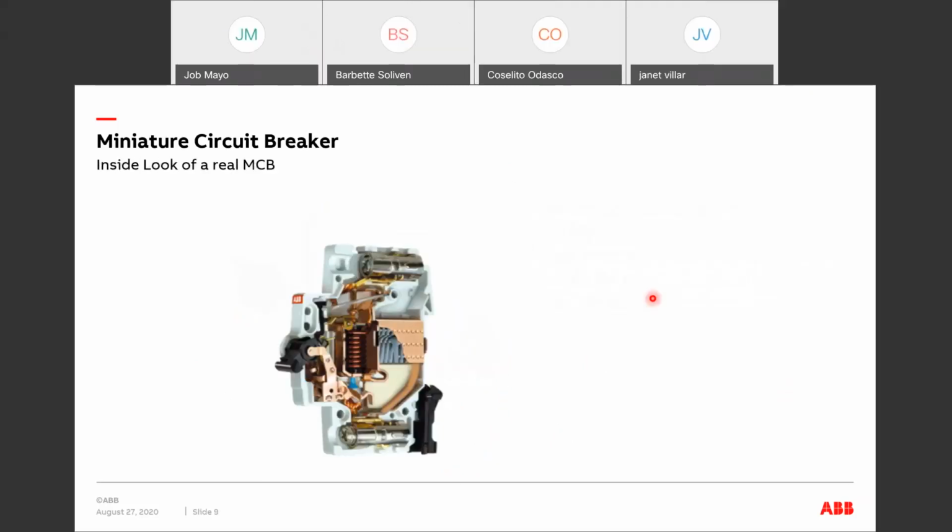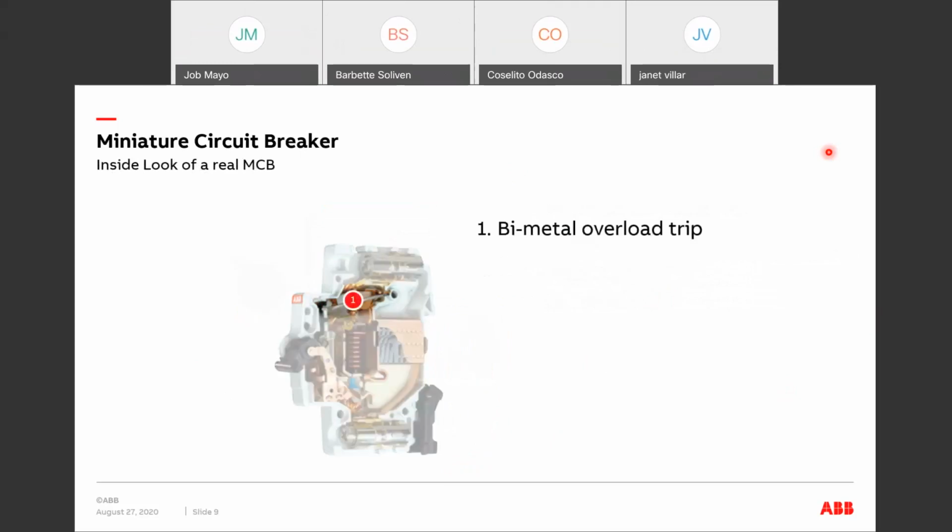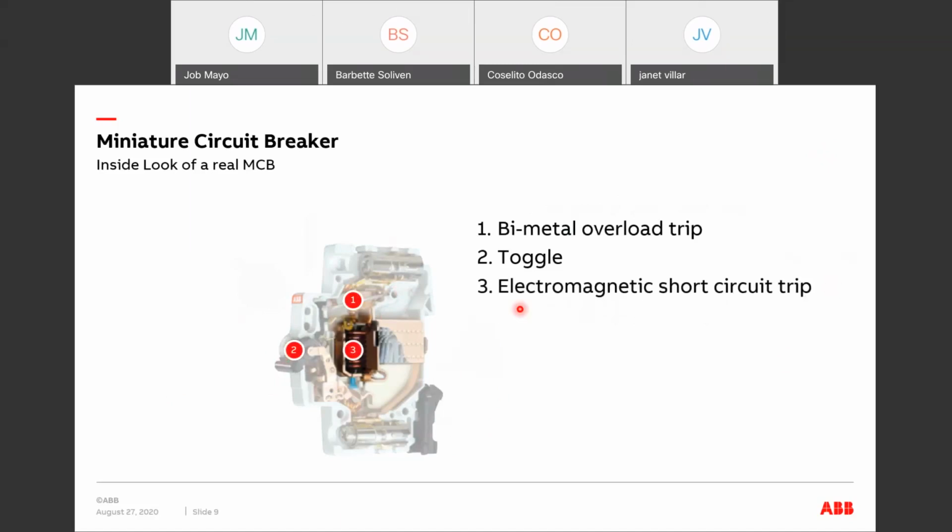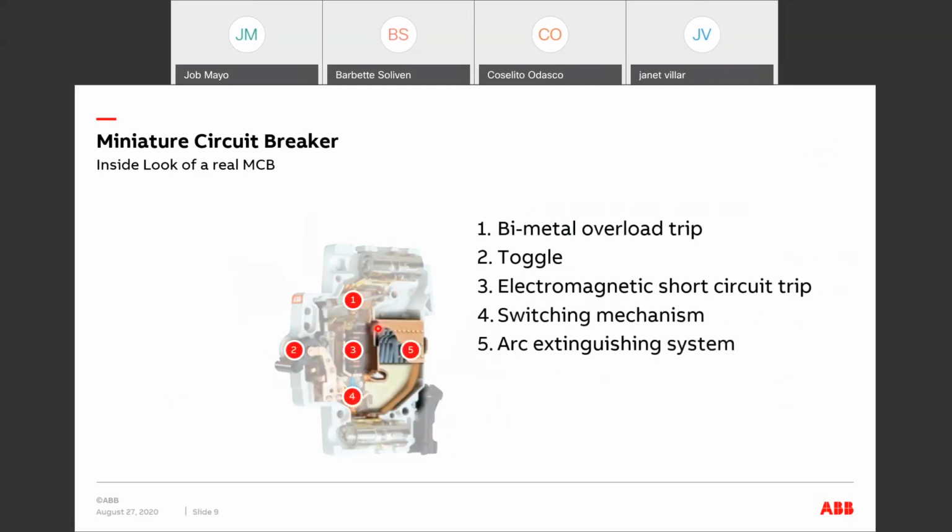So this is an inside look of a real miniature circuit breaker. If you get an ABB miniature circuit breaker, you'd see these components. So in comparison with the earlier illustration, this is the more real illustration based on ABB circuit breakers. Just to put emphasis, the first would be the bimetal overload trip. So this is number one. And then the toggle, the electromagnetic short circuit trip, this one, the switching mechanism, and of course the arc extinguishing system.